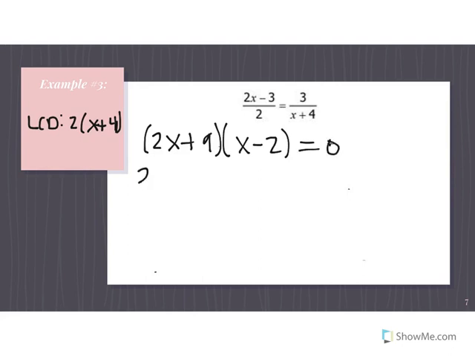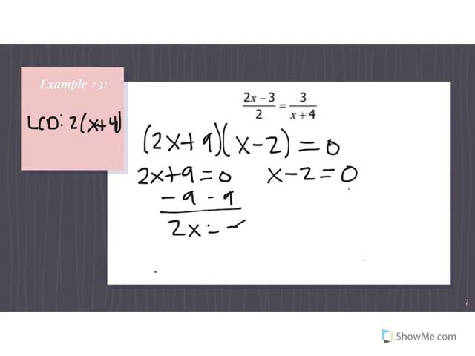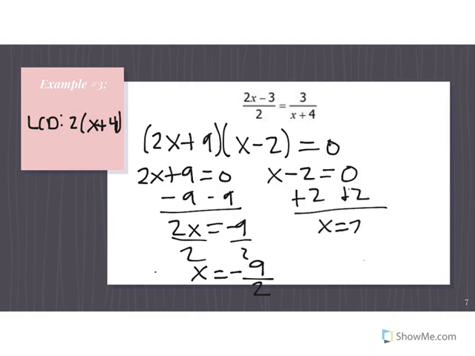So now we're at the point where I'm setting each of my factors equal to 0, and I'm going to be solving for x to see what those values are going to be for my solutions. So on this one I'm going to subtract 9 from both sides, and I get 2x equals a negative 9. And then I'm going to go ahead and divide by 2, and I can't simplify that fraction any further, so I'm just going to leave it as negative 9 halves. This one I just have to add 2 to both sides, and I get x equals 2.